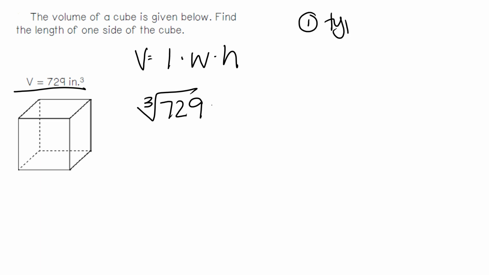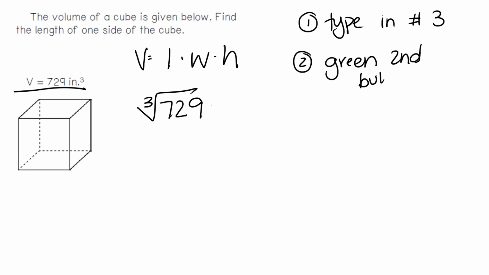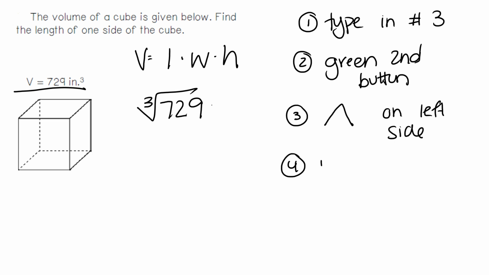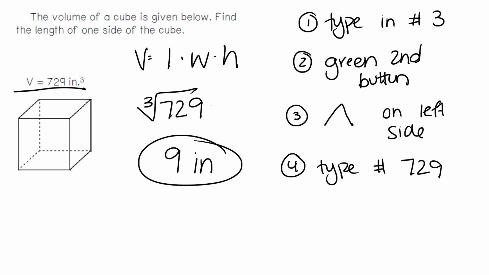Start by typing in the number 3. Then you're going to hit the green second button. Then you're going to hit the up arrow, which kind of looks like a caret symbol on the left-hand side. And then type the number, in this case 729. And on our calculator we get the answer of 9. So in this case our answer is going to be 9 inches.